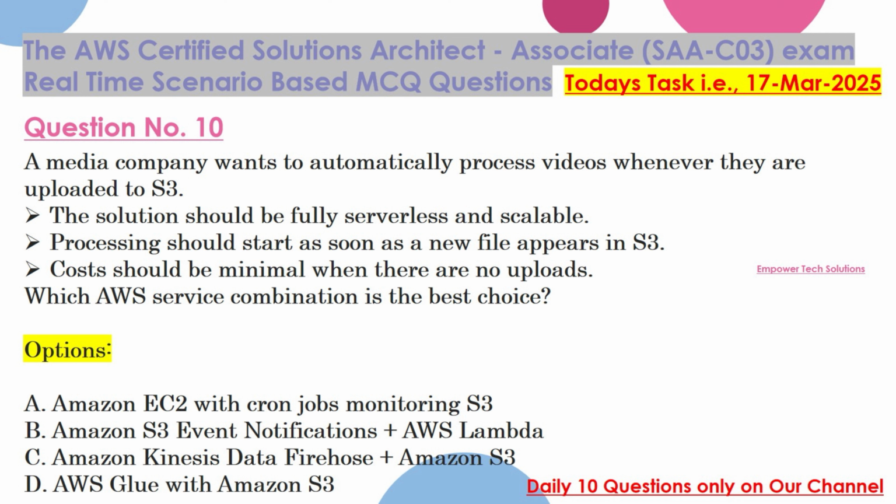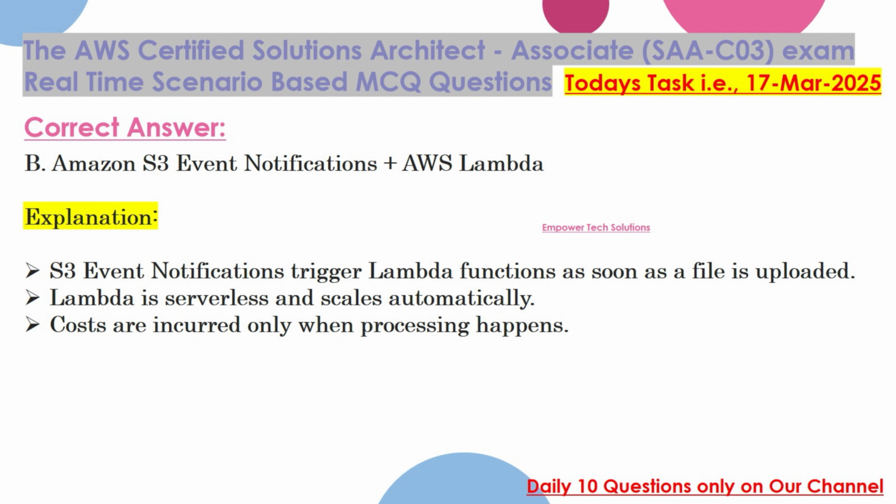Options: A. Amazon EC2 with cron jobs monitoring S3. B. Amazon S3 event notifications plus AWS Lambda. C. Amazon Kinesis Data Firehose plus Amazon S3. D. AWS Glue with Amazon S3. Correct answer: B. Amazon S3 event notifications plus AWS Lambda.